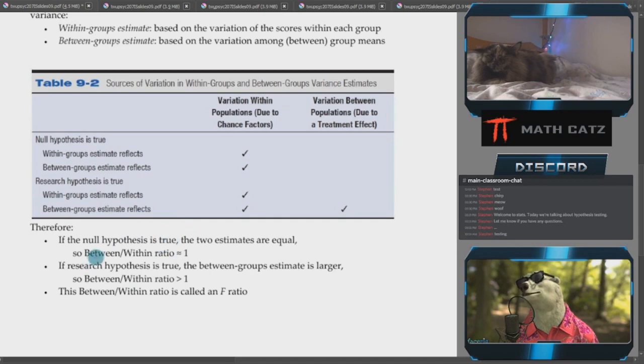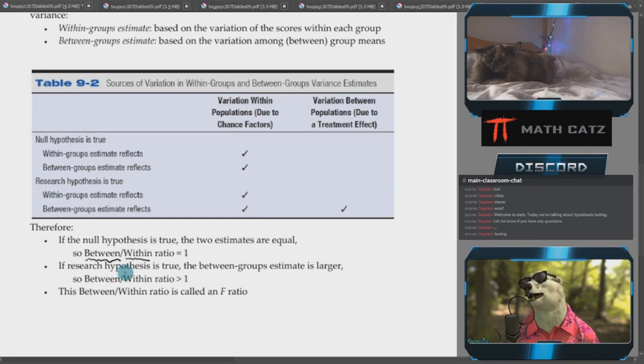I'm going to compare the between variance estimate to the within variance estimate, and we'll get to how we're going to do that. And how we are going to compare them is by making this fraction, this ratio, and if they are the same, it should be very close to 1. We're never going to get perfect because we're taking samples from our population, right?